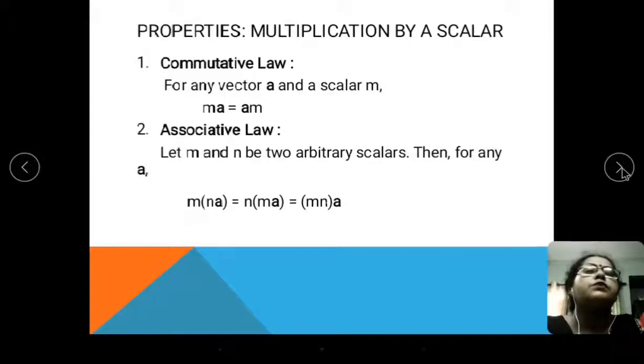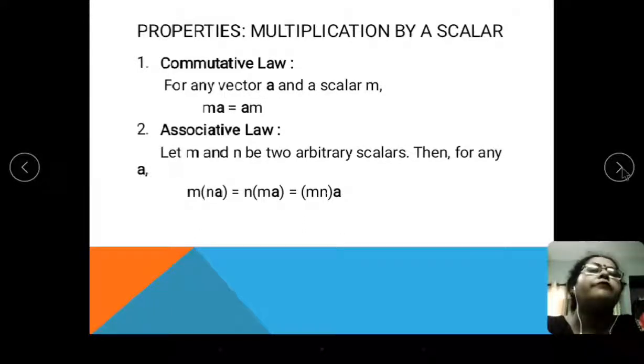Next comes the associative law. Now suppose we have two scalars m and n, which are multiplied with the vector A, and we have a relationship like this: m multiplied with nA is equal to n multiplied with mA is equal to mn multiplied first with the vector A. So basically, once again, in whichever order we multiply the scalars or the vectors, all the three can come in any order and in any pair, it does not matter.